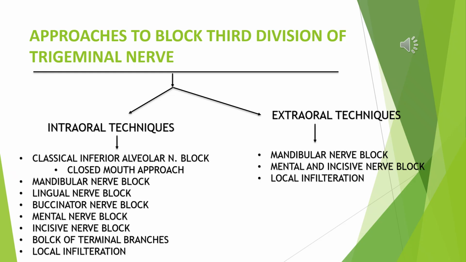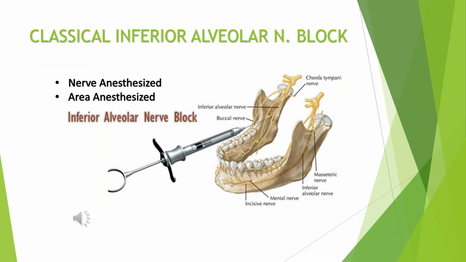In the intraoral technique, we have the classical inferior alveolar nerve block, which is given by the closed mouth technique. Then we have the mandibular nerve block, which anesthetizes the whole mandibular nerve. Then lingual nerve block, buccinator nerve block, mental nerve block, and incisive nerve block. Then we have blocks of terminal branches, which we can call field block and local infiltration. By extraoral techniques, we can give the mandibular nerve block, mental and incisive nerve block, and local infiltration.